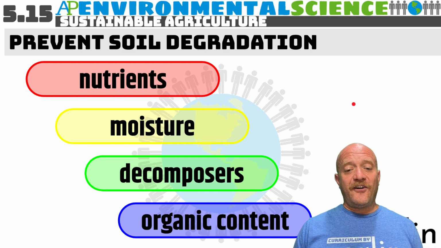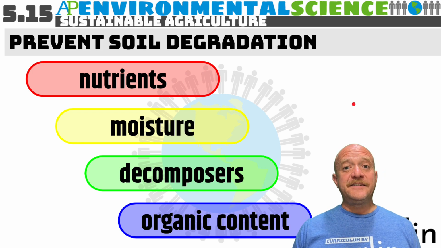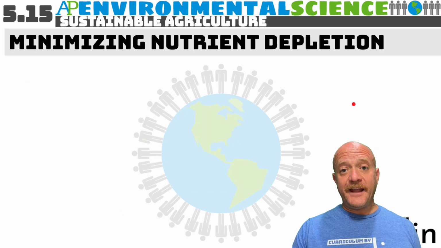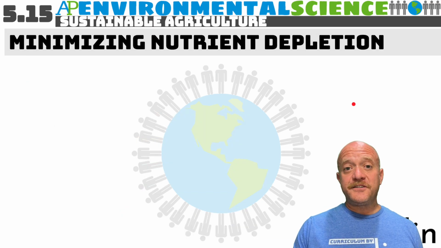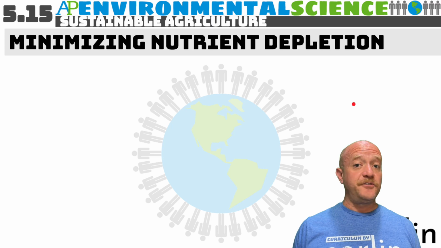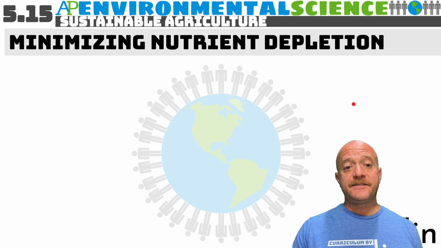So a lot of these are interrelated, and there are a few simple but effective practices that we can use in order to prevent soil degradation. For starters, we want to minimize the amount of nutrients that are depleted from the soil. So this means either minimizing the nutrients we're taking away or finding ways of replenishing the nutrients.